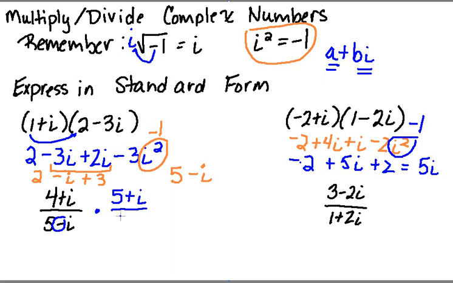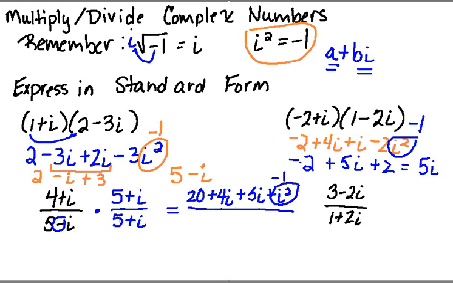Now whatever I do in the numerator, I need to do in the denominator. So I'm just going to multiply the numerator by the conjugate, and the denominator as well. Again, this is going to be FOIL. I get 4 times 5 is 20. I get 4 times i is 4i. I get i times 5 is 5i, and then I get i times i is i squared. But now we know that in place of this, I can pop in that -1.